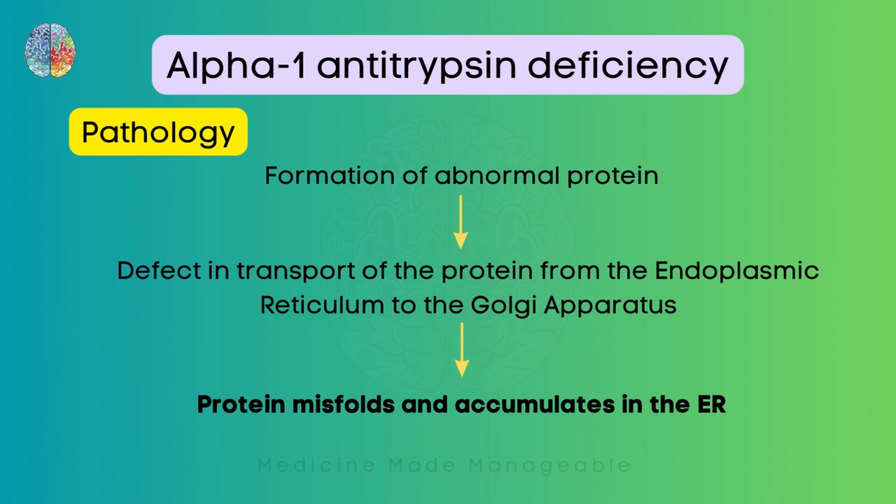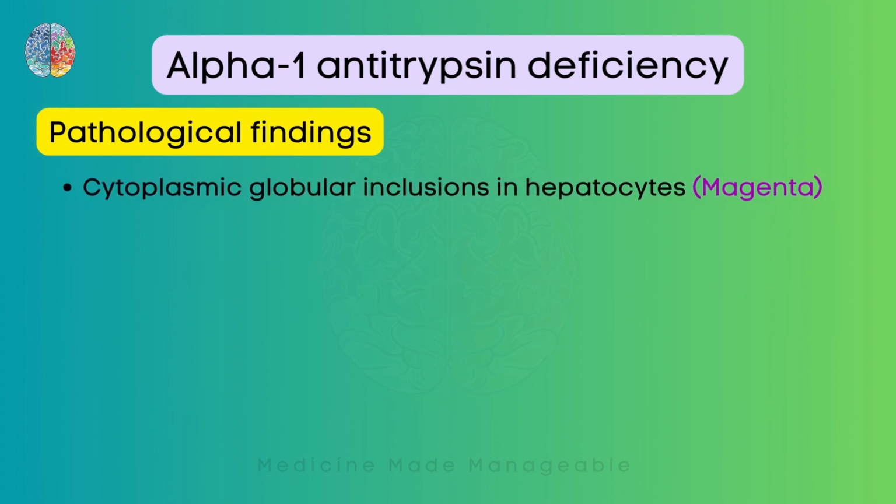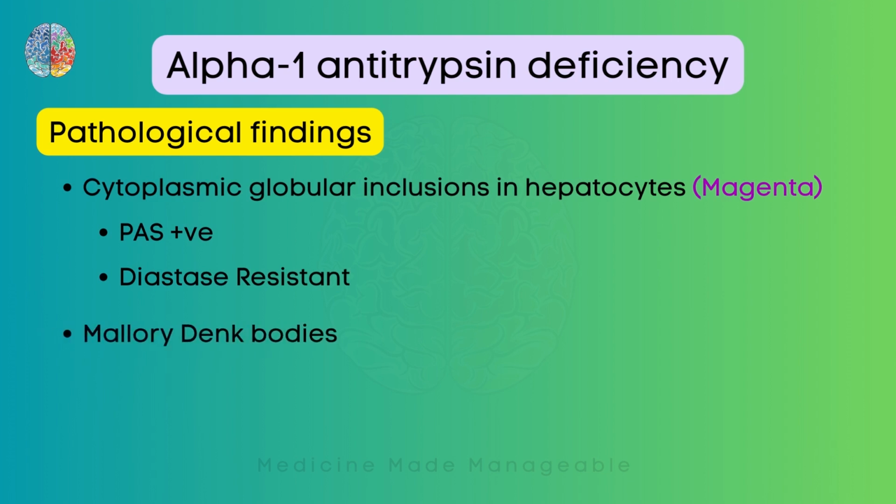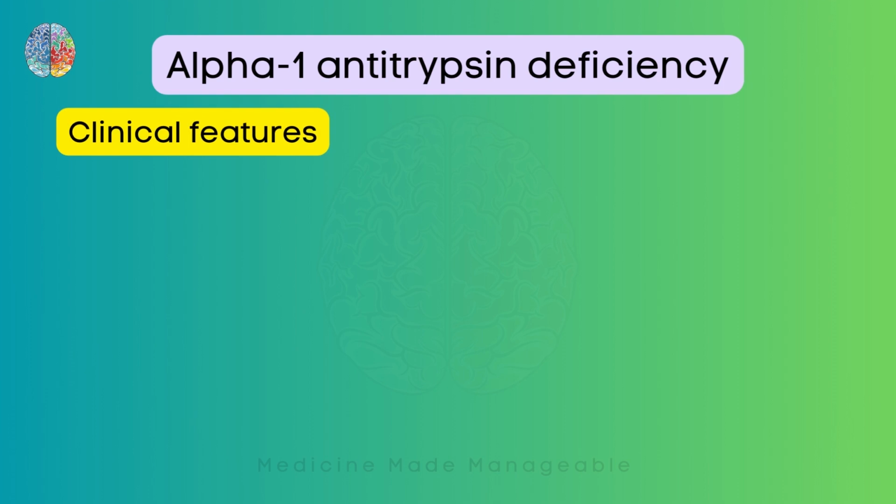Now what are the pathological findings that you're going to see? So the first thing that you should know is that this protein is produced mainly in the liver. So you're going to see cytoplasmic globular inclusions in hepatocytes which have a magenta color. These inclusions are PAS positive and diastase resistant. And also you're going to see Mallory-Denk bodies. But you should also know that Mallory-Denk bodies are not only seen in this condition but in a lot of other conditions as well. Then what are the clinical features?